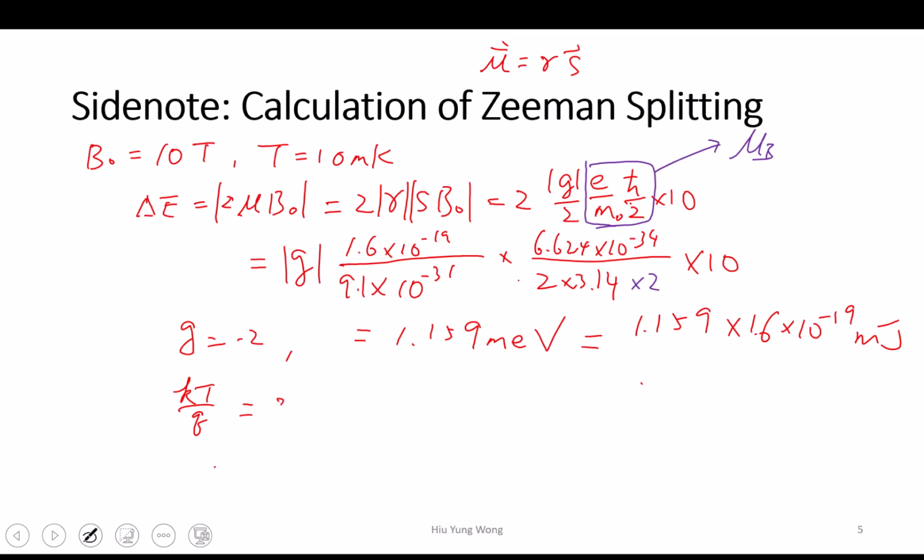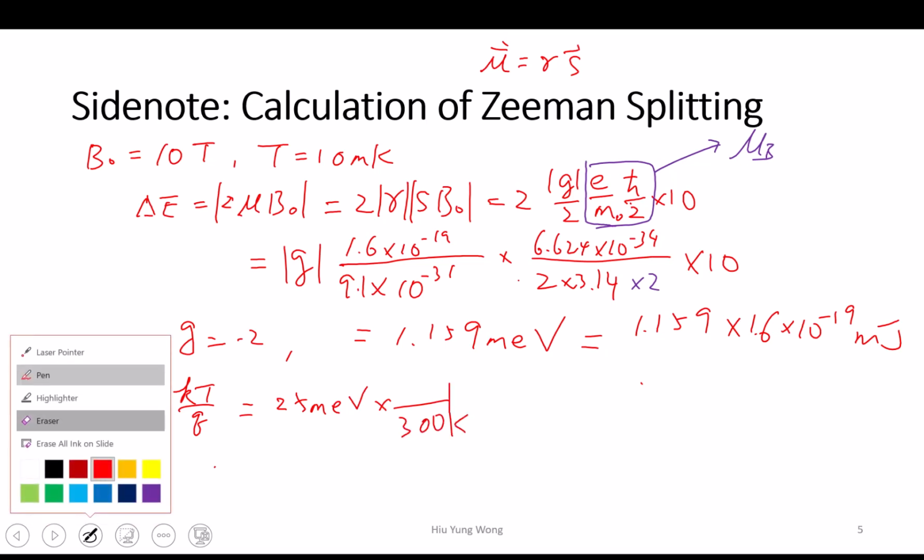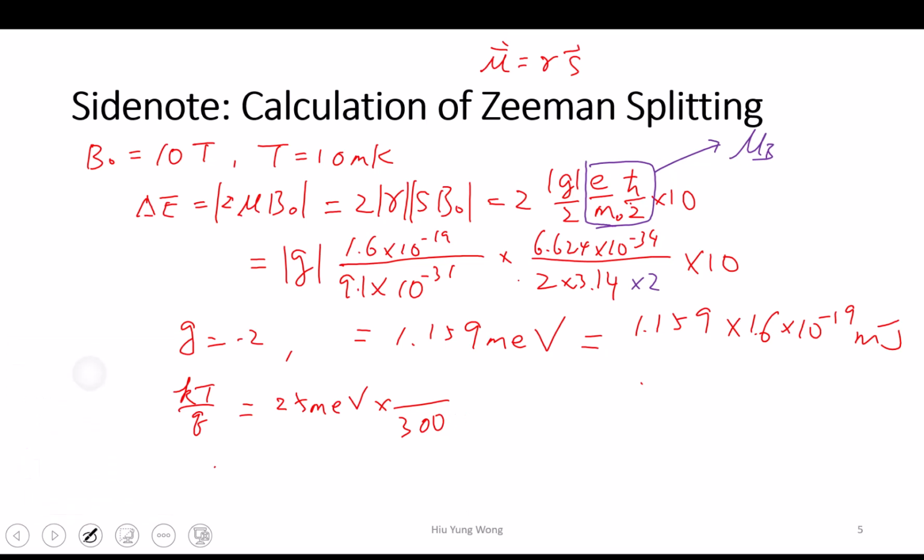I know it's 25 meV at room temperature, right? So I can divide this by 300 Kelvin and then scale it accordingly by how much? 10 millikelvin, for example. This will give me the energy, right? Do you see what I mean? Because room temperature is 25 meV, right? Like what it says, 0.026, maybe 26 meV, 0.25 point something, right? So what is this number?